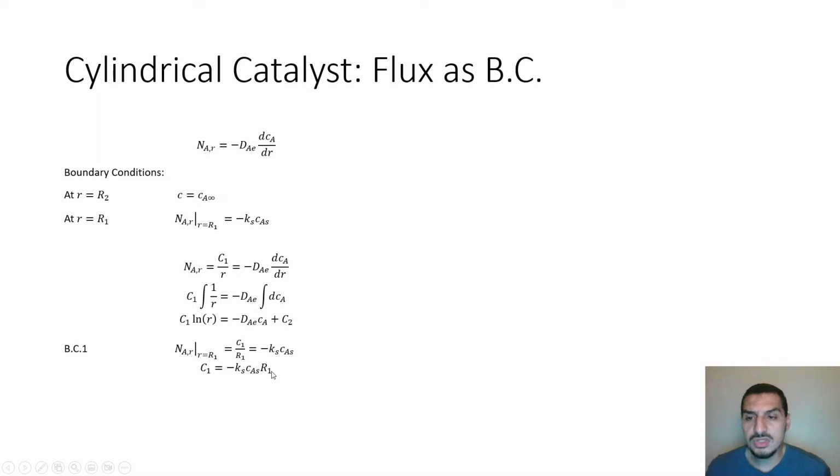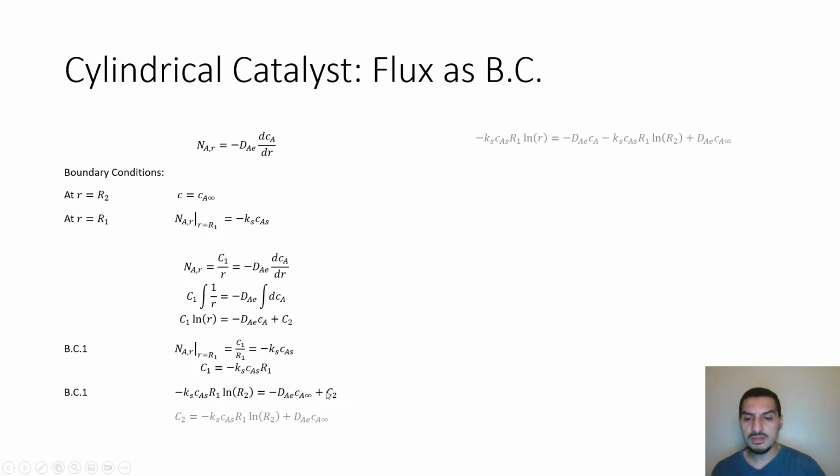The second boundary condition is going to be the same. I'm going to use the same equation, which is C1 ln R minus D CA plus C2, and I'll put C equals C infinity, and put R equals R2, and this is the equation. I just put C1 with this value. So C2 can be calculated in terms of all the rest of the parameters. Then I can take C2 and C1 and substitute with them here, and the equation is going to look like this.